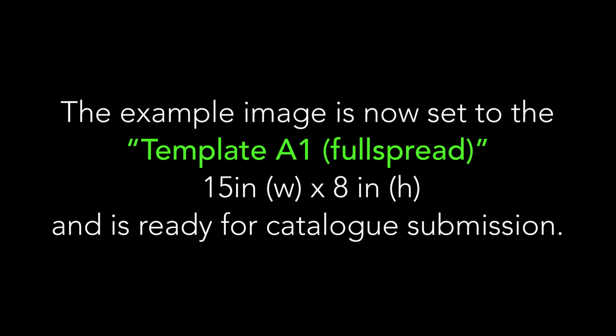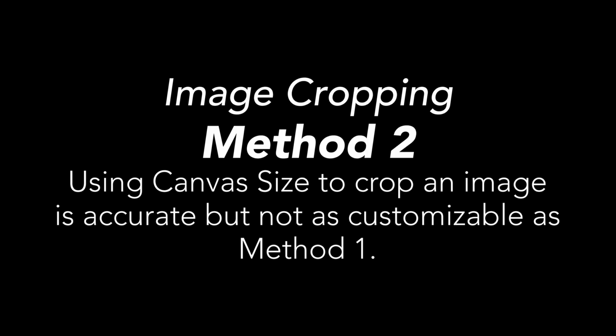The example image is now set to the template A1 full spread, 15 inches wide, 8 inches high, and is ready for catalog submission. Image cropping. Method 2. Using canvas size to crop an image is accurate but not as customizable as method 1.